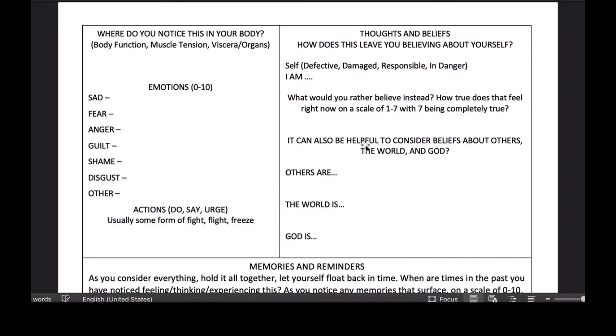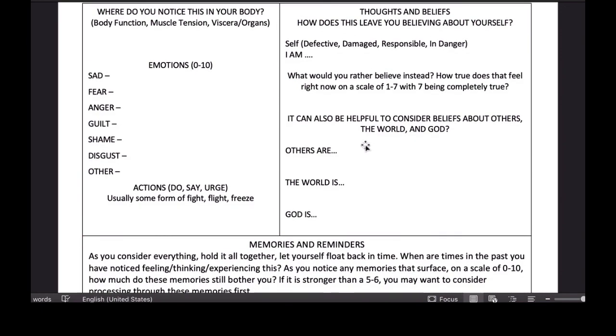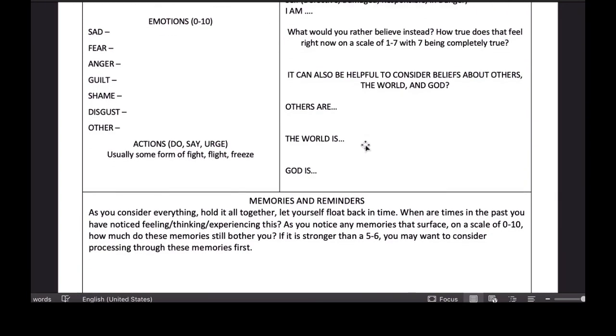It can also be helpful to consider the beliefs that you have about others, the world, and God. Now, as you hold all of these elements together, the event, the worst image, the way you feel it in your body, your emotions, your urges, your thoughts and beliefs, let yourself just float back in time without any filters. Do you notice any times in the past that you have noticed feeling and thinking, experiencing things this way? As you notice these memories, on a scale of 0 to 10, how much do they still bother you? If it's stronger than a 5 or 6, you may want to consider processing through these memories first.